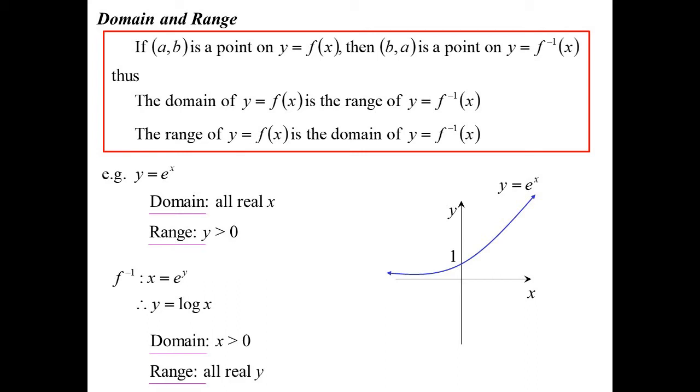And sure enough, if we were to draw in our log curve, yep, we can see the domain and range satisfy that. I've also drawn in y equals x, you'll notice there, just to again highlight that they're reflections of each other in the line y equals x, if you were to draw them.